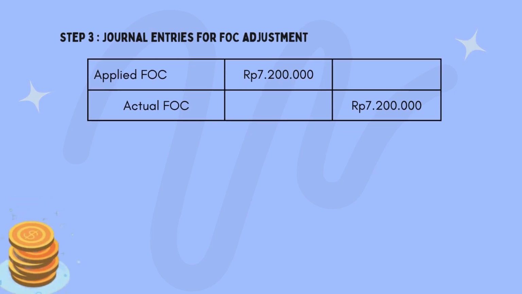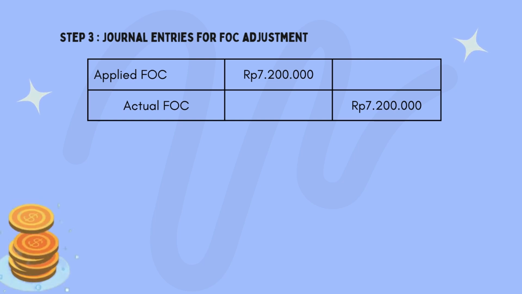Step 3. Journal entries for FOC adjustment. At this stage, we record the applied FOC to align it with the actual overhead costs incurred. This ensures the accounting records reflect the amount of overhead that was charged to production during the period.